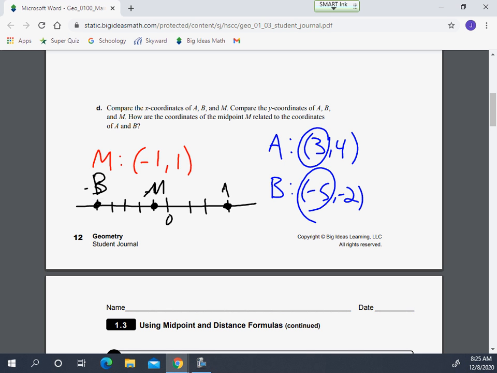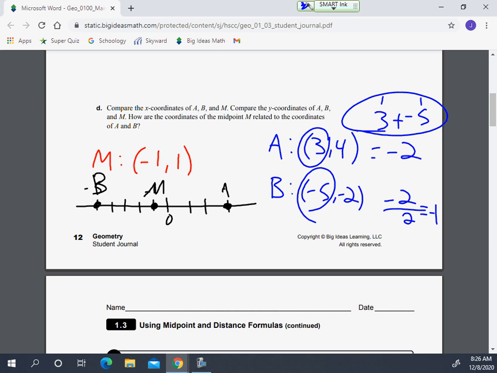But how else can we find that? How else can you find an average? Well, you can take the two amounts, 90 and 70, add them together, we get 160, and we divide by the amount, which is 2, right? 160 divided by 2 is 80. So again, we can do this. We can say, well, 3 plus negative 5 is equal to negative 2, and negative 2 divided by 2 is equal to negative 1. Look at that. We found our x-coordinate, negative 1.